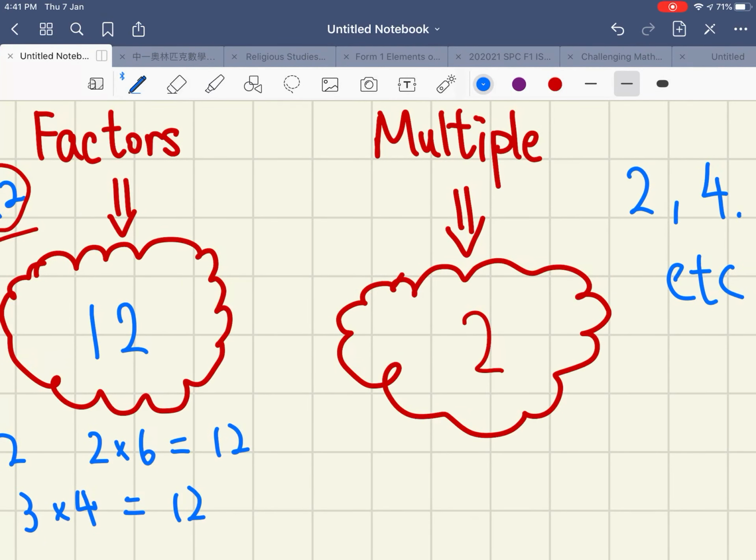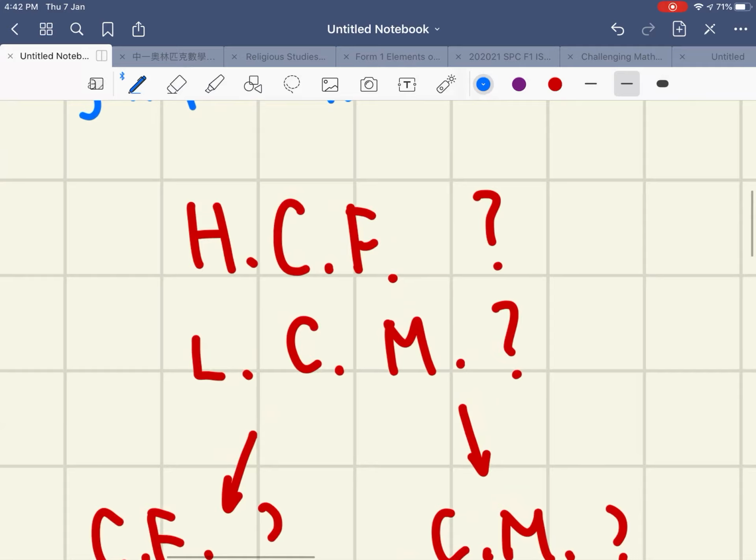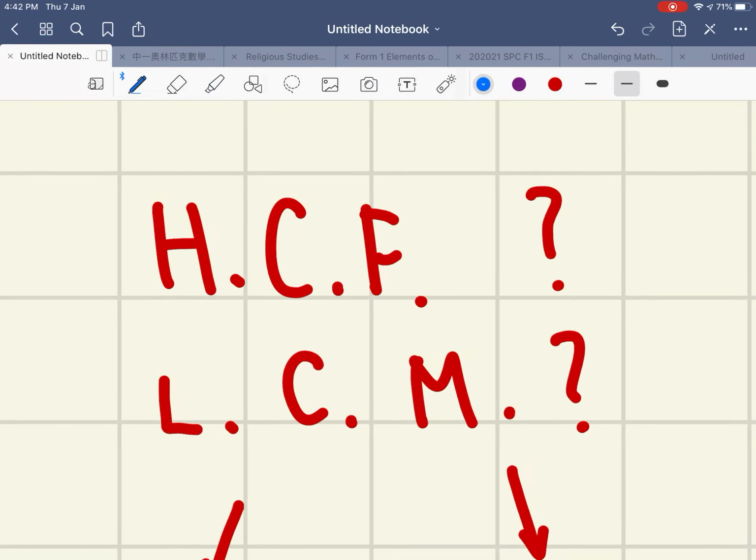So that's easy, right? Now let us go to today's topic, H.C.F and L.C.M. What are they? It seems to be a short form. Yes, H.C.F and L.C.M are short forms. H.C.F is the highest common factor and L.C.M is the least common multiple. We are just going to discuss positive H.C.F and L.C.M today.